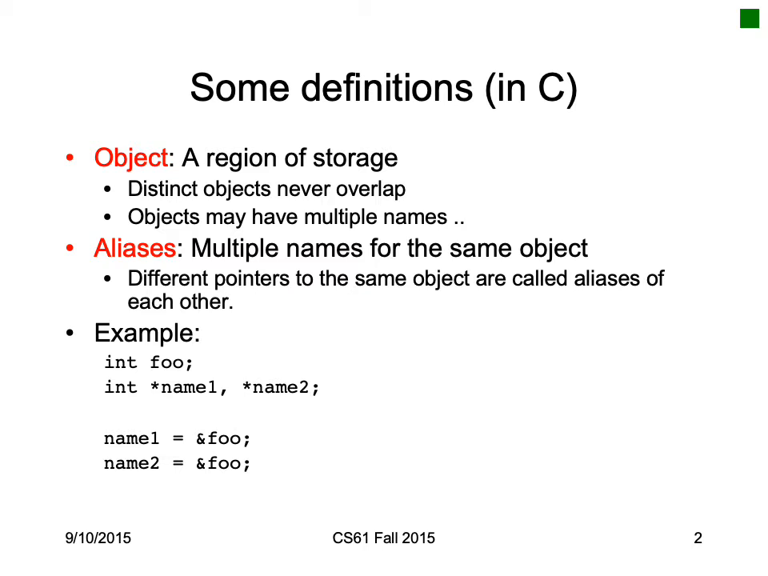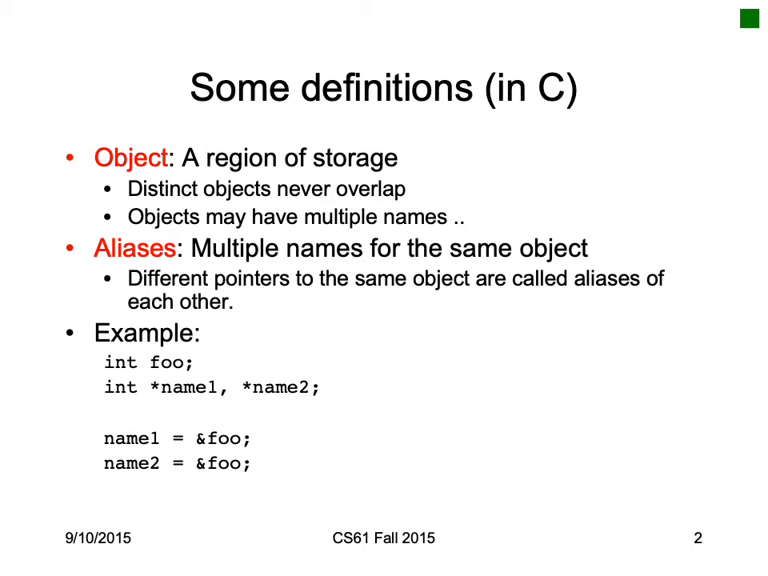Let's begin with a couple definitions specifically from the C language. So in C, an object is just a region of storage. This has nothing to do with object orientation, in case you've used other languages that talk about object-oriented programming. So in C, an object is just a region of storage, and distinct objects never overlap. Each object has its own place in memory. That said, an object might have multiple names. We call those multiple names aliases.